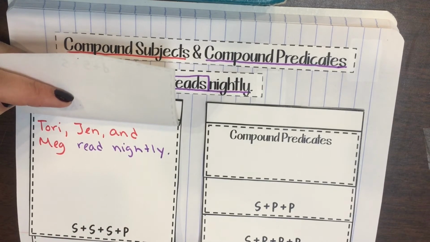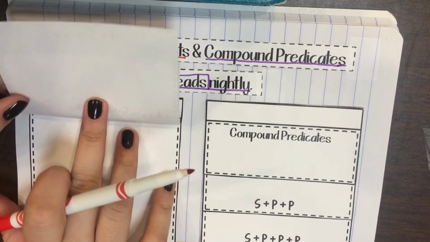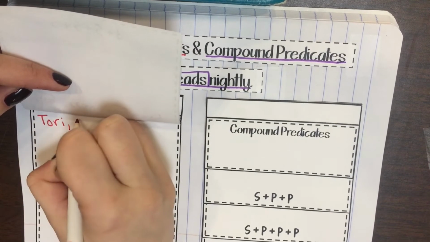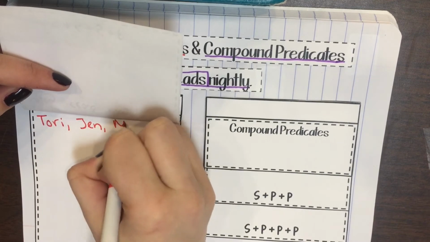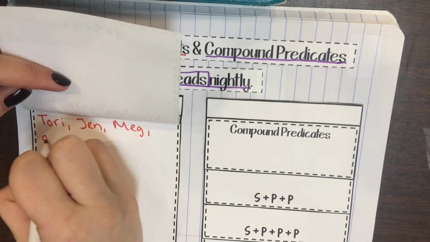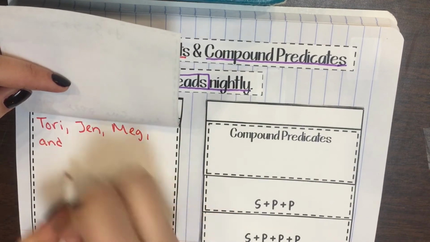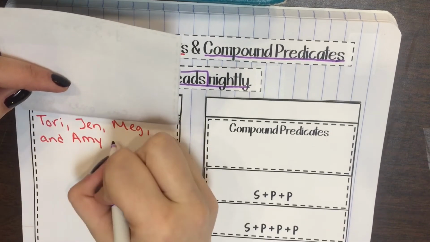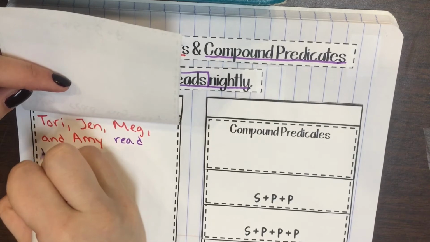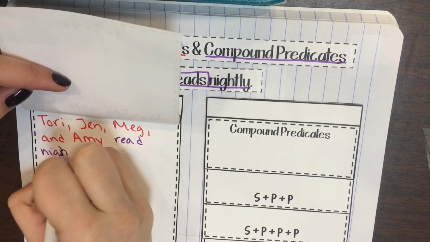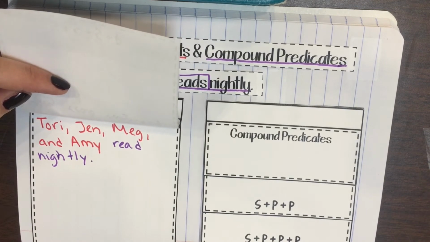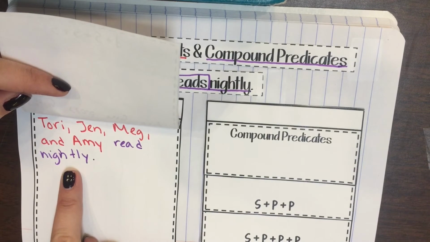And now again, we're going to give them 1 more friend just to prove the point. So we've got Tori, Jen, Meg, and, oh gosh, Amy. Read nightly. So we can see a compound subject is just a subject where there's more than one of them, but they're all doing the same thing.